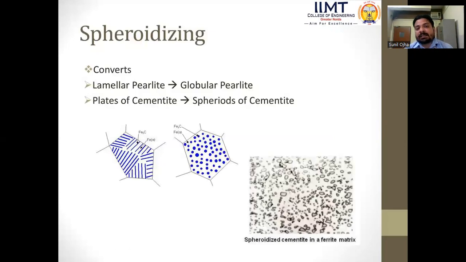Next is spheroidized annealing. Spheroidized means something spherical in shape, circular in shape. It converts lamellar pearlite into globular pearlite: plates of cementite are spheroidized. That is the conversion process. We have to make spheroidized or globular microstructures. You can see here the ferritic lines in this microstructure, and after the heat treatment process of spheroidizing annealing, we find the grains spherical in shape.